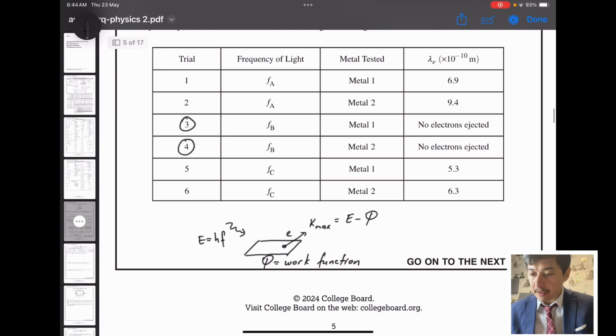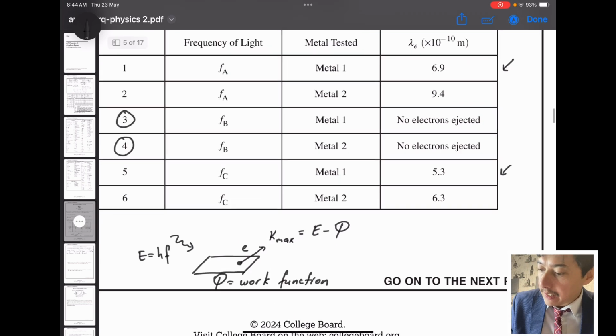To do that, let's choose trial number 1, when FA was exposed on metal 1, and trial 5, when FC was exposed on the same metal. And we can compare the de Broglie wavelength, and we can see that when FC was exposed on metal 1, the de Broglie wavelength was smaller. So how can we use this information to compare frequencies?